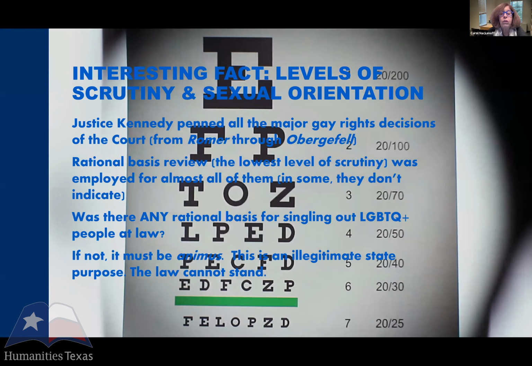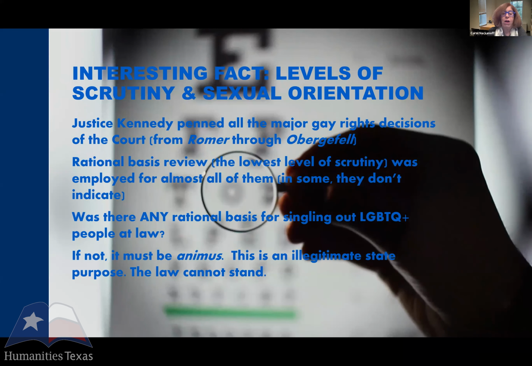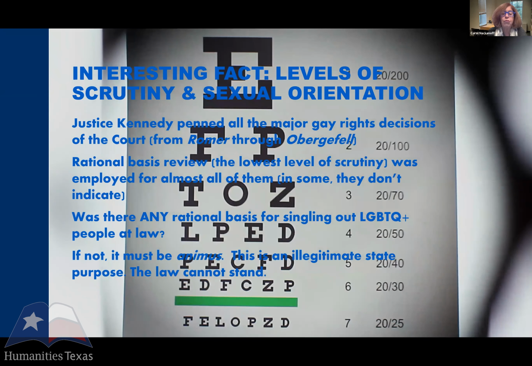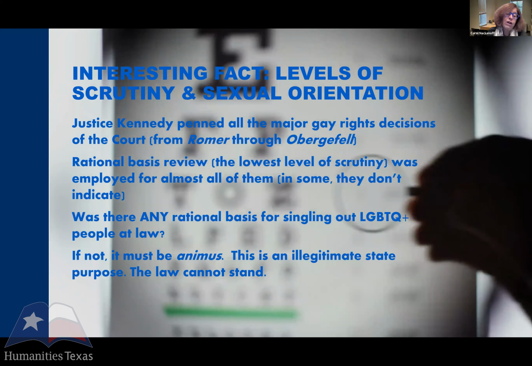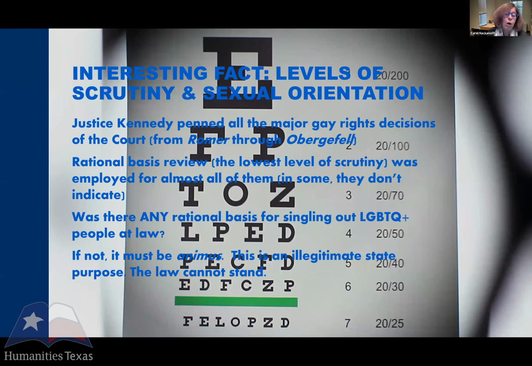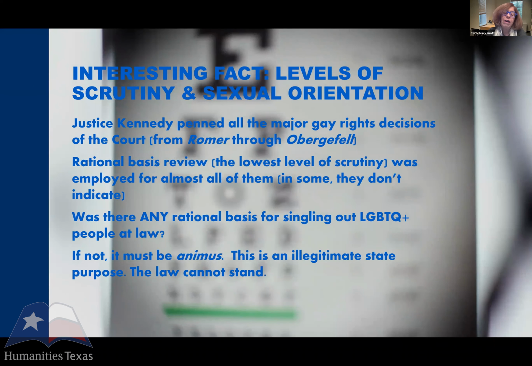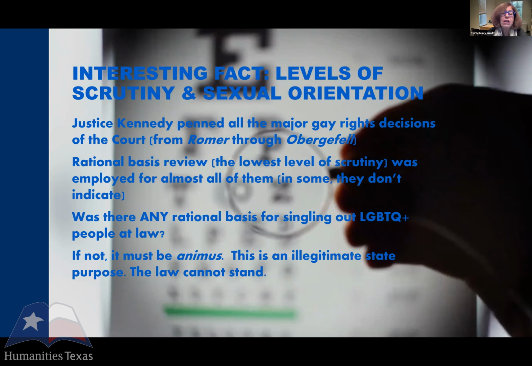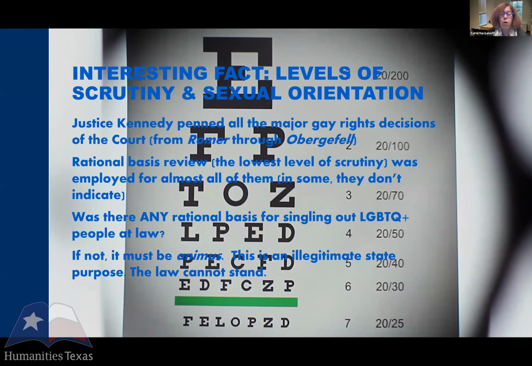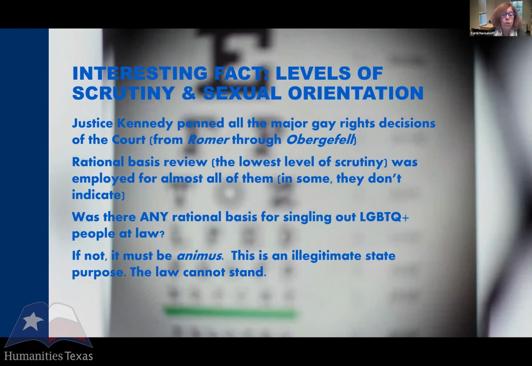So what about sexual orientation and the law? Justice Kennedy penned all the major gay rights decisions of the court from Romer through Obergefell. What's fun is that in striking down all those laws, the court used the lowest level of scrutiny, rational basis, for almost all of these cases. And the ones where they didn't, they just didn't indicate what they were doing. So I would say Lawrence versus Texas was a case where they didn't actually make clear what they were doing.